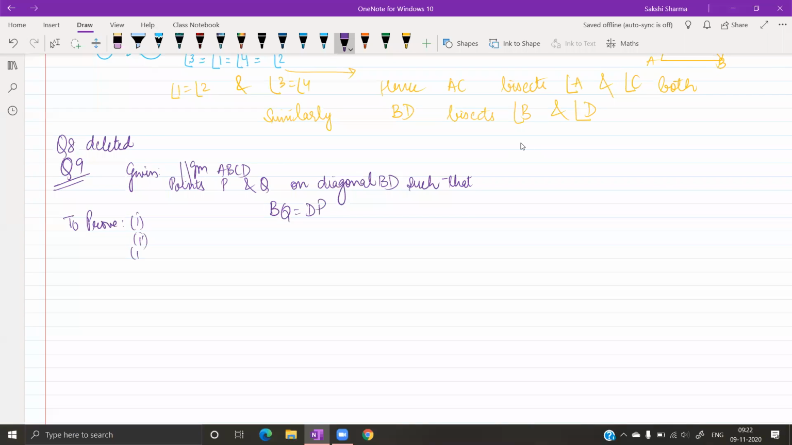I think there are 5 parts for this. You can just write down all of those. And then I'm going to start with the proof. For the first part, we have taken triangles APD and triangle CQB.